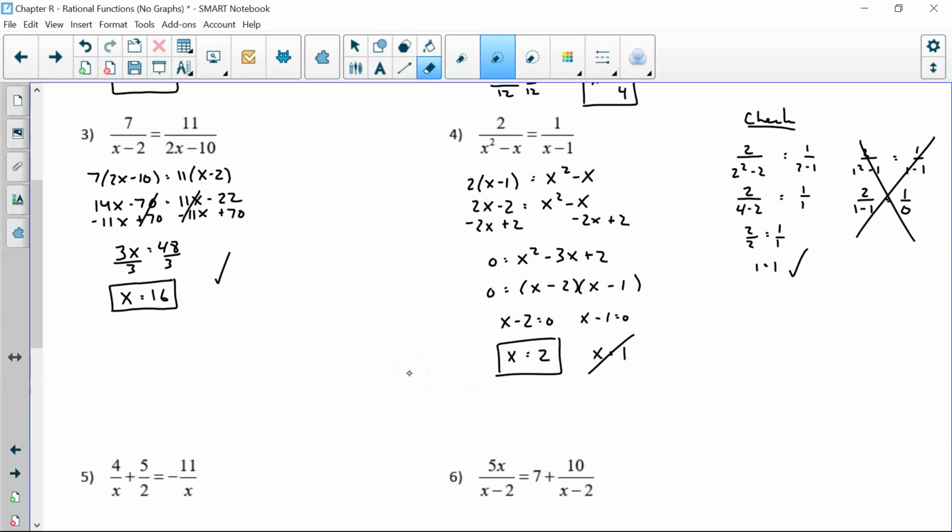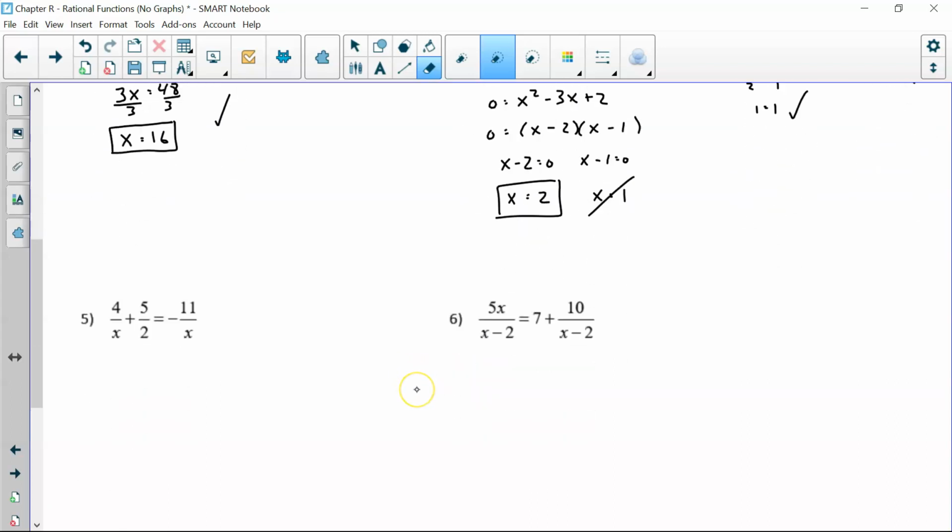A question like number 5 now. We have more than a proportion. So what we can do is multiply everything by the LCD. The LCD here, we have the 2 we have to account for and also the x. That takes care of that one and that one. So our common denominator is 2x. We're going to multiply each term by 2x.